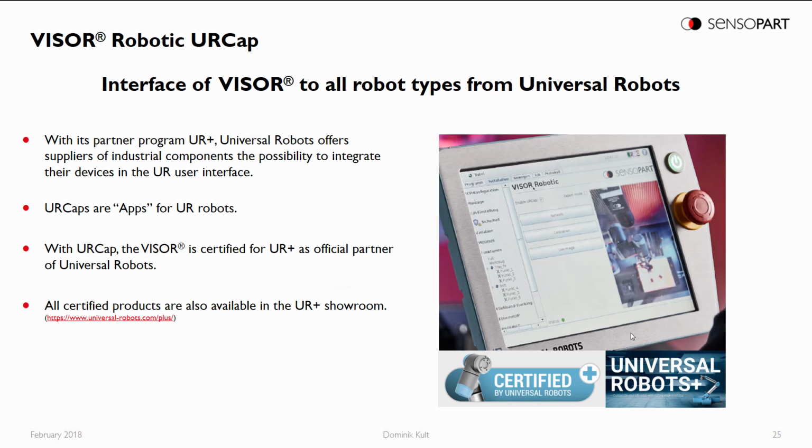To get the status of a UR Cap, we need to be certified by UR. So we send the software, the device and the manuals to Denmark. They run a lot of tests, and once we complete these tests, we are officially certified and an official partner of UR. All these certified products are also shown in the UR Plus showroom. I added the link to this presentation. If you are interested, you can look at the presentation there.